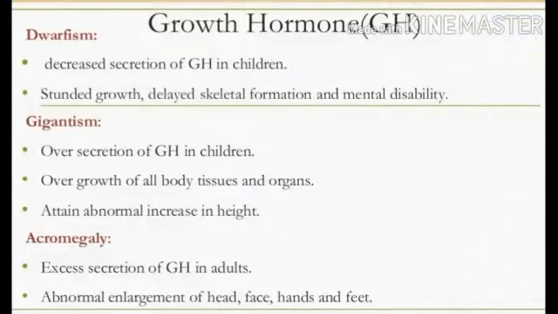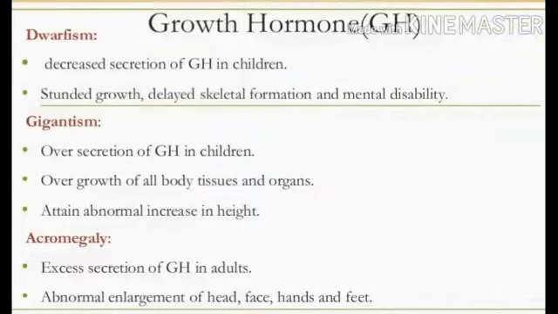Now we can see about the growth hormone, that is GH. We will represent it by capital G, capital H. These growth hormones will promote the development and enlargement of all tissues of the body. And the improper secretion of these hormones will lead to dwarfism, gigantism, and acromegaly. Dwarfism means decreased secretion of the growth hormone in children.